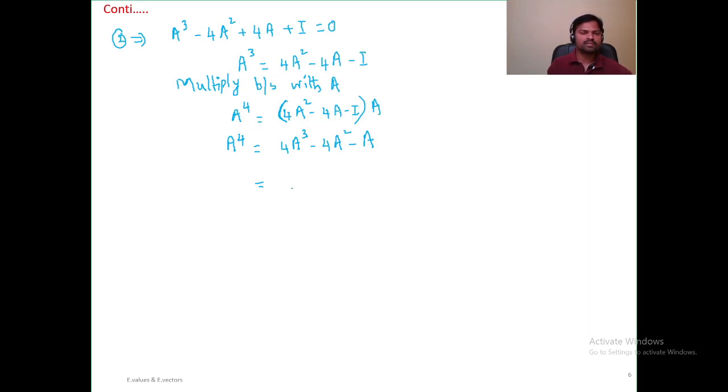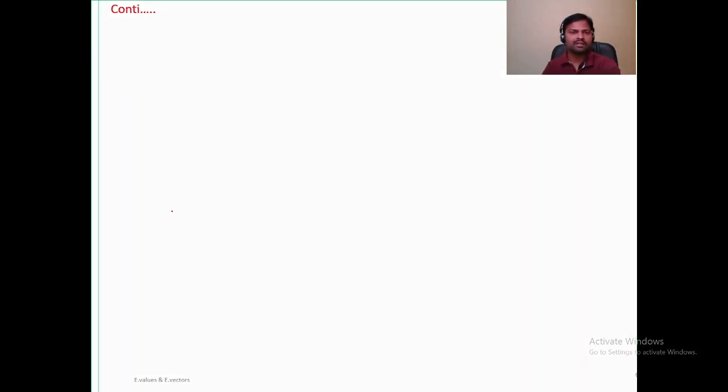Take this one as an exercise. Simply compute A cube. Already I computed, only substitution is required. A square also I computed, substitution is required, A is already given, and simplify these three things, you will get A power 4. Similarly, A power 5 also I can compute. Again, take this equation, multiply both sides with A again, so that for A power 5 you will get 4A power 4 minus 4A power 3 minus A square, like that. So this is how to find higher powers of A by using Cayley-Hamilton theorem.